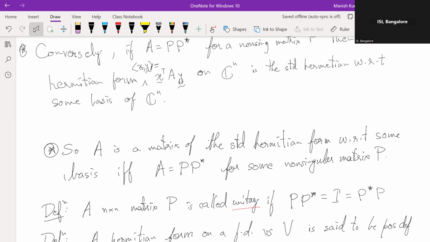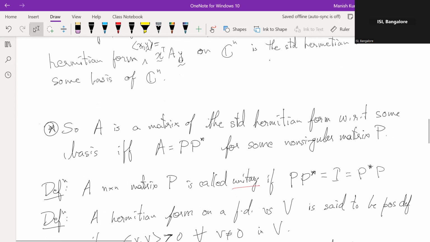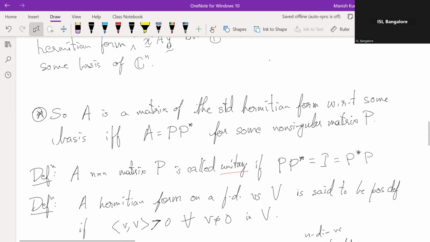Though you're changing basis by this P, the orthogonality of these vectors doesn't change. Unitary is an analog of an orthogonal matrix. So if a unitary matrix has all entries real numbers, then it is orthogonal. So orthogonality doesn't change.